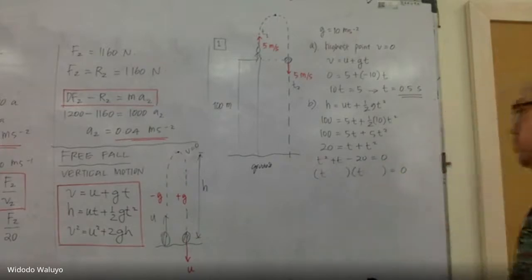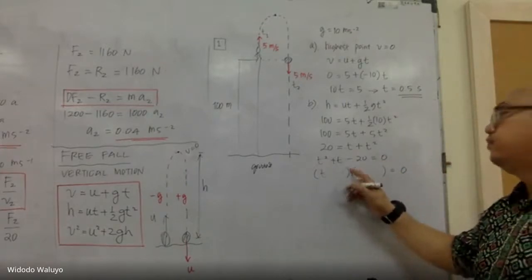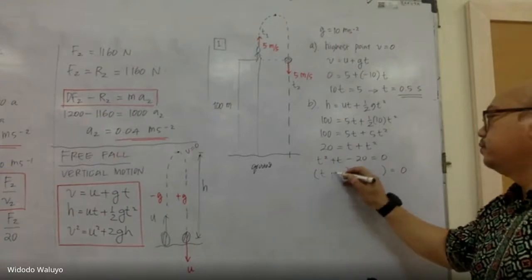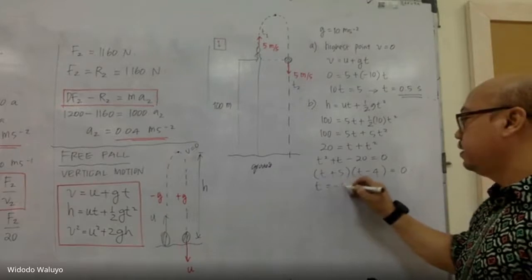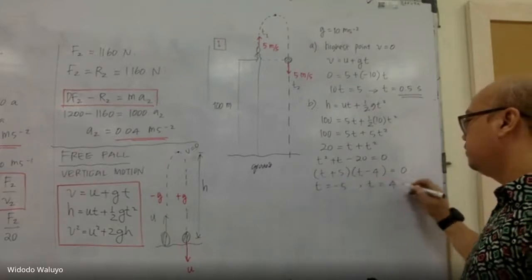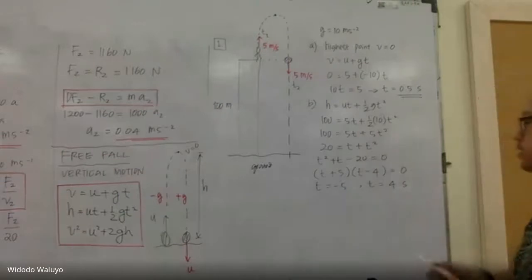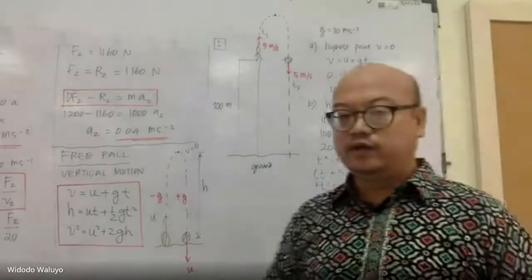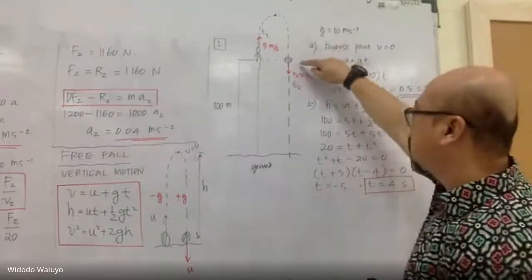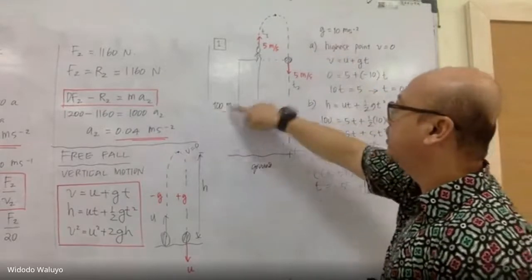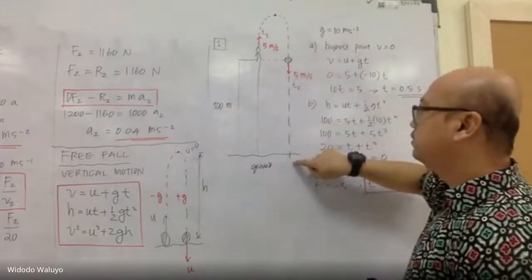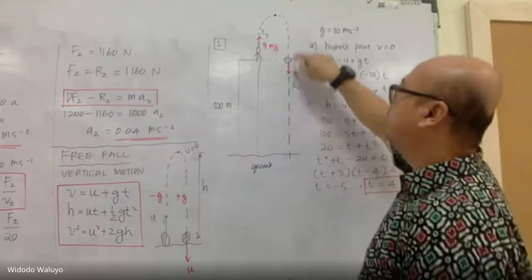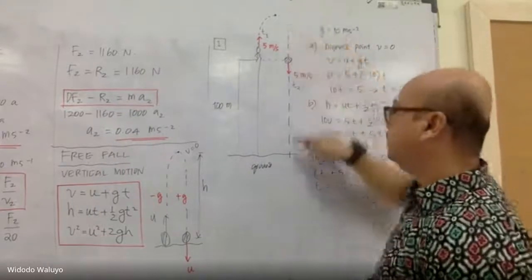How much is it? This is 5 minus 4. Or we get t equals to minus 5 or t equals to 4 second. Yeah, we use this. After we know about T, the T is when the ball is on the height 100 meter until it hits the ground, not the T2. T2 is when the ball is at the highest point until the ground.